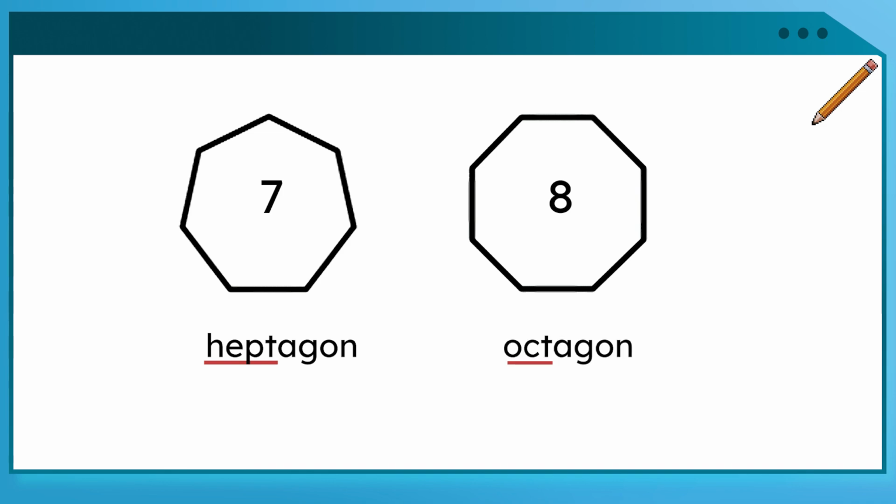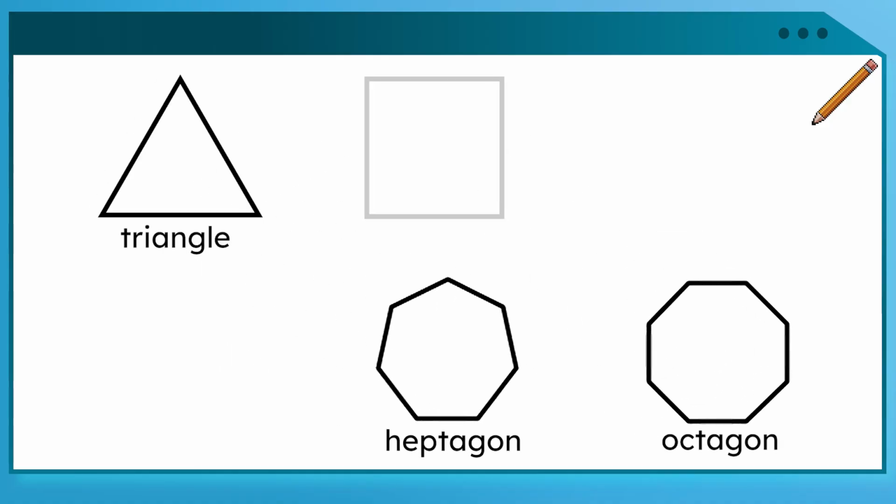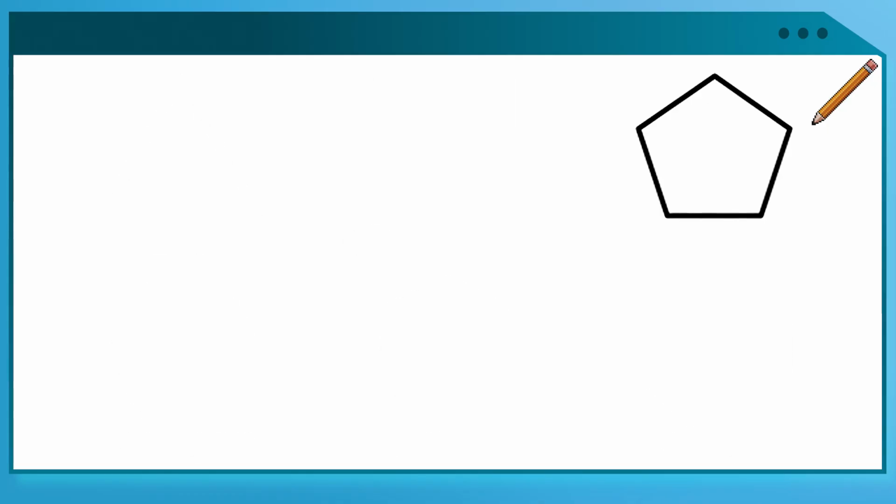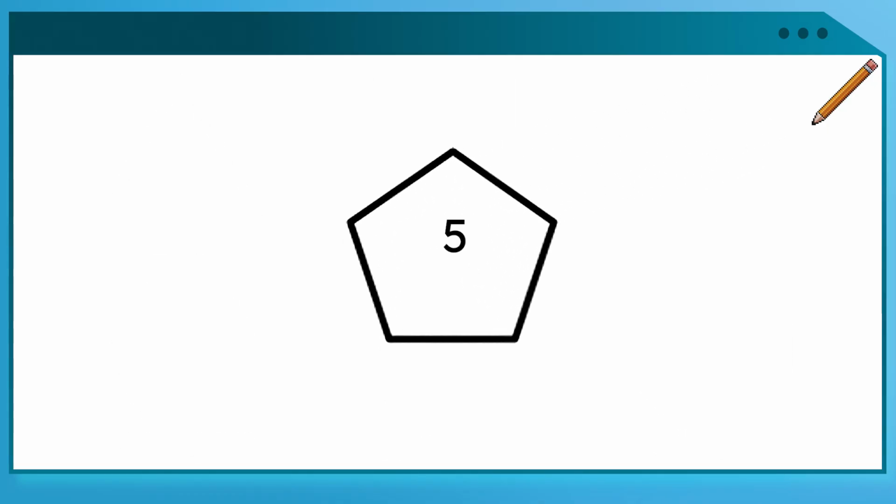Oct means 8. Do you see how we can classify our polygons based on the number of sides they have? So far, we have triangles, quadrilaterals, hexagons, heptagons, and octagons. But what about shapes with 5 sides? What are those called? Here we have a shape with 5 sides. Just like the other shapes we've talked about, its name gives us a clue to how many sides it has. This is called a pentagon.